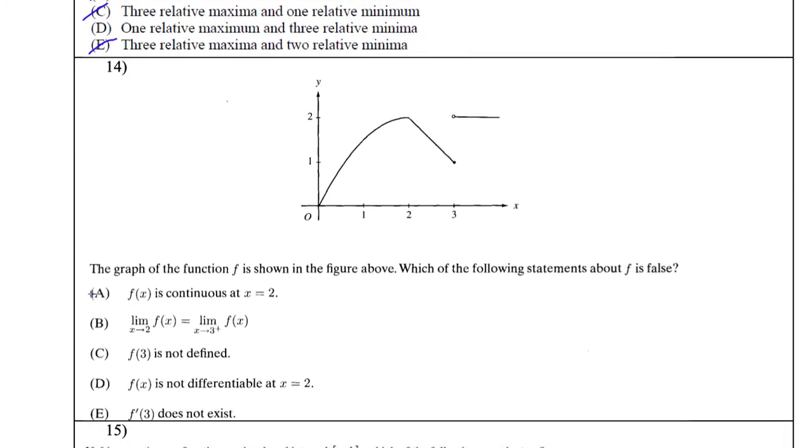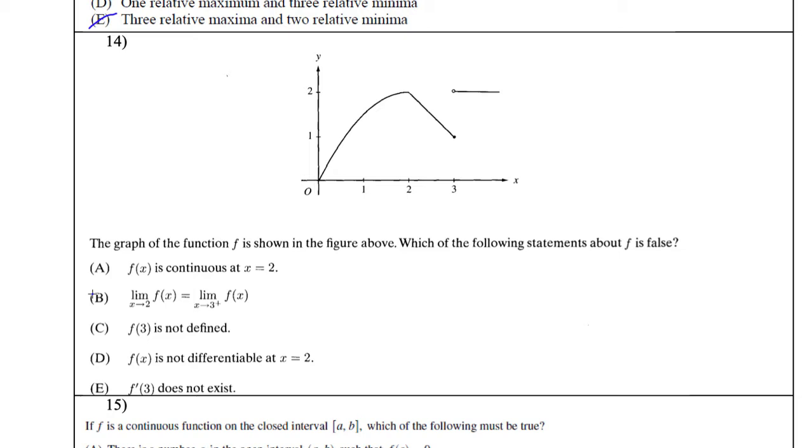Number 14. This is a review question. So, which of the following statements is false? So you have to, it's like a double undo for some of these. So we're looking for something that is false. That means most of these are going to be true.